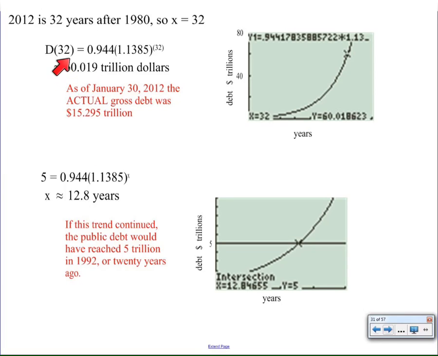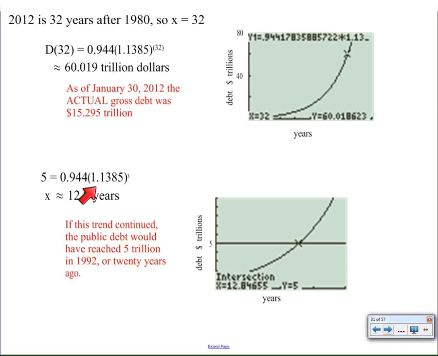Once we know an exponential growth curve, we can answer any kind of question. For example, we could say, project this debt into the year 2012, 32 years after 1980, and that would show $60 trillion in debt. Thankfully, the actual debt in 2012 was $15 trillion, considerably less than the $60 trillion projected, which means the rate of growth in the debt is far, far less than it was in the 1980s.